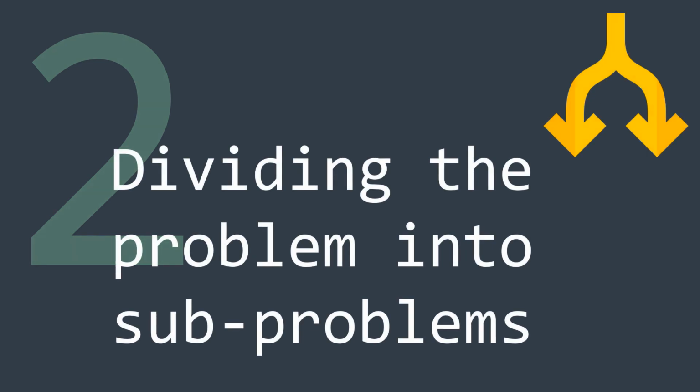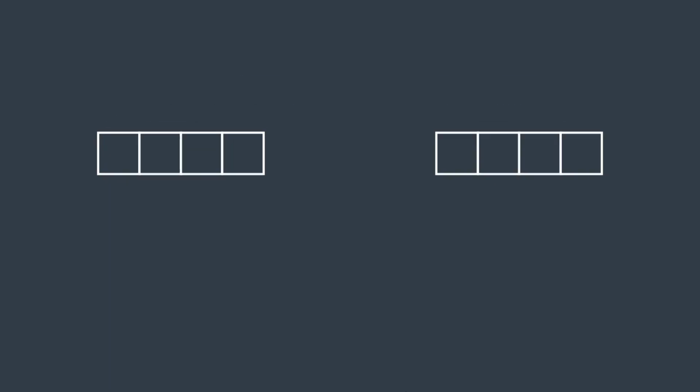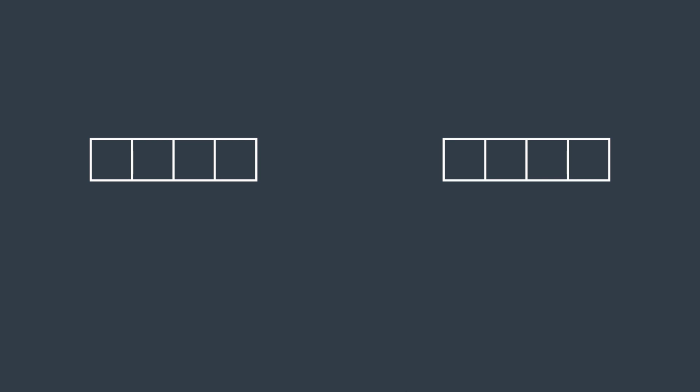Second key, dividing the problem into subproblems. When you start thinking about how to solve a problem recursively, identify the input and try to see if you can solve the problem by solving smaller instances of the same problem, either by decreasing the input or by dividing it. Because recursion is all about calling the same function with a smaller input until reaching a point where the input is so small that we can directly give the answer. Like factorial 1, we know that it's 1.